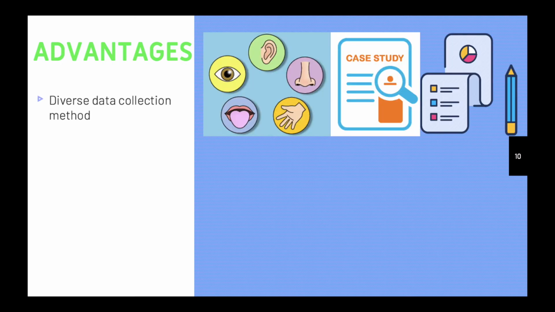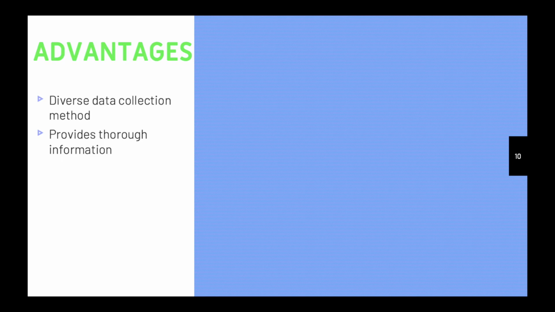Descriptive research offers diverse data collection methods, as it can be carried out using specific data collection methods such as observation, case studies, and surveys. It also provides thorough information. Since the data collected is qualitative and quantitative, it gives a holistic understanding of a research topic. Third, descriptive research can provide high-quality data, as it allows the research to be conducted in the respondent's natural environment, ensuring that honest, high-quality data is collected.